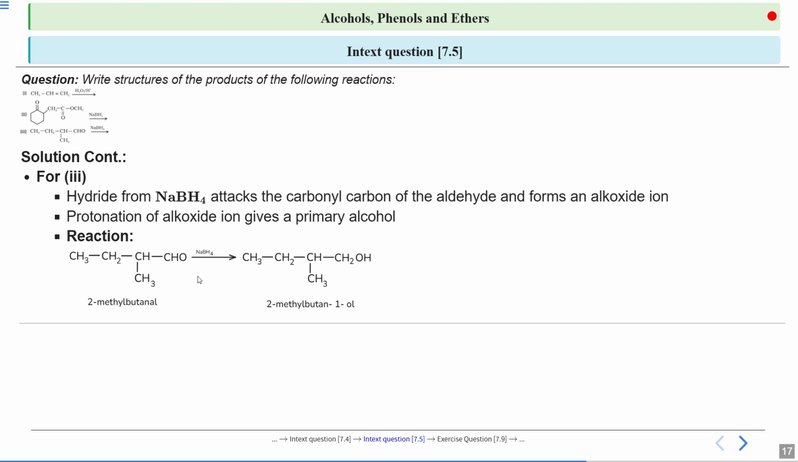And then what will happen? The protonation of alkoxide will happen and you will get a primary alcohol. See, this carbon to which your OH group is attached is further connected by one carbon only. So this is 2-methyl butan-1-ol, because at the second carbon your methyl group is attached. This is how an aldehyde is reduced to a primary alcohol in the presence of a mild reducing agent, that is NaBH4.